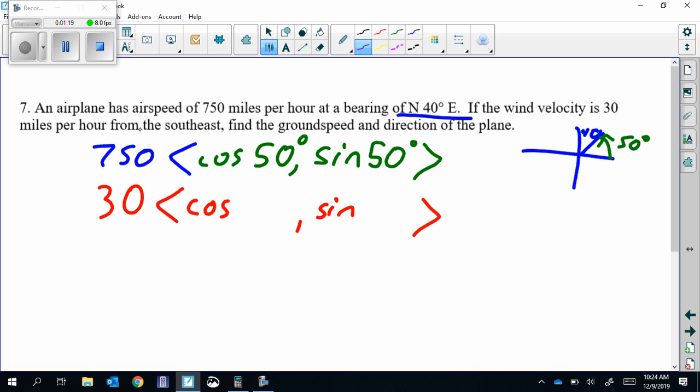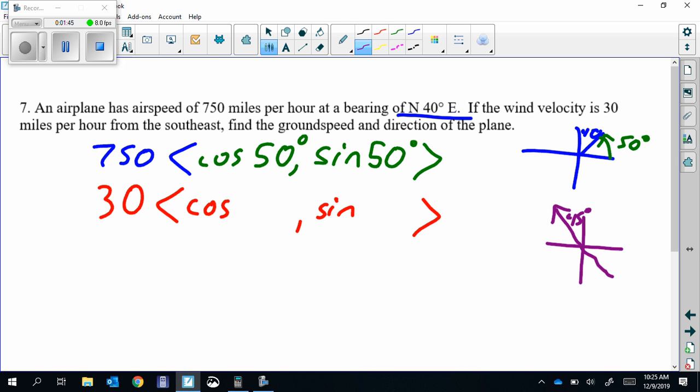And the wind is blowing from the southeast. Directly southeast means that it's a 45-degree angle. So as we graph this out, 45-degree angle from the southeast, north, south, east. So it's blowing from this direction to the northwest. And it's a 45-degree angle, like we said.